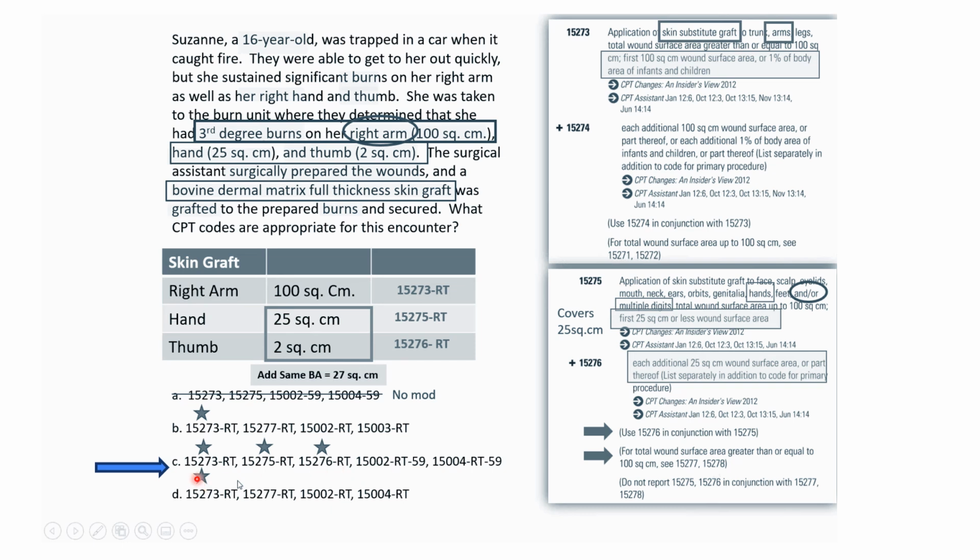So C is the correct answer, and this is the skin preparation code, and it has to be written in the second place after the graft code. So after putting all my guidelines, C is the correct answer.